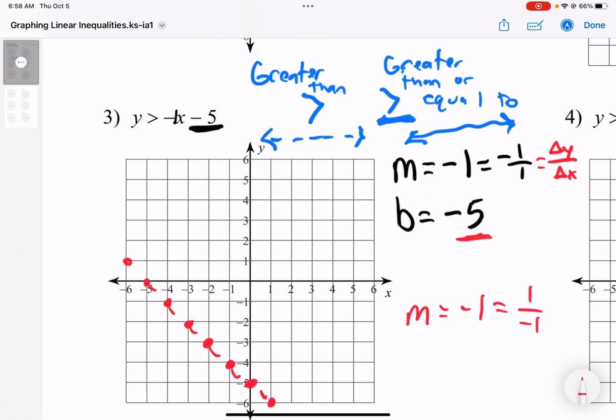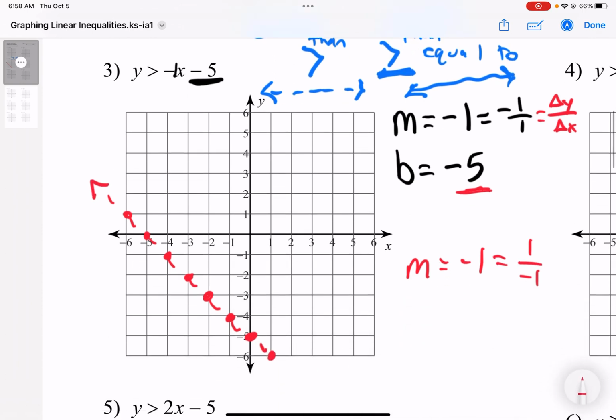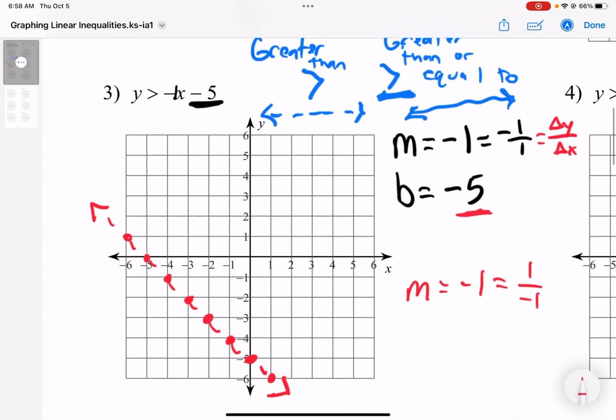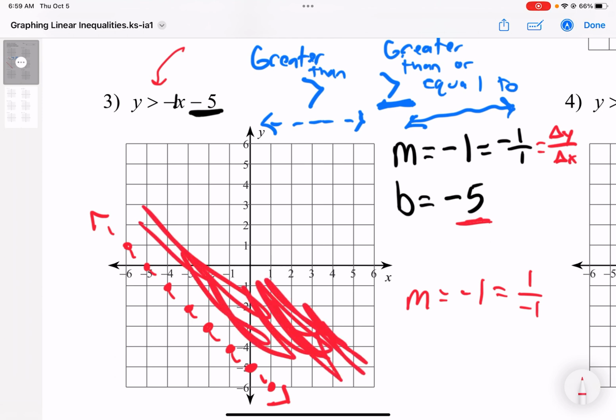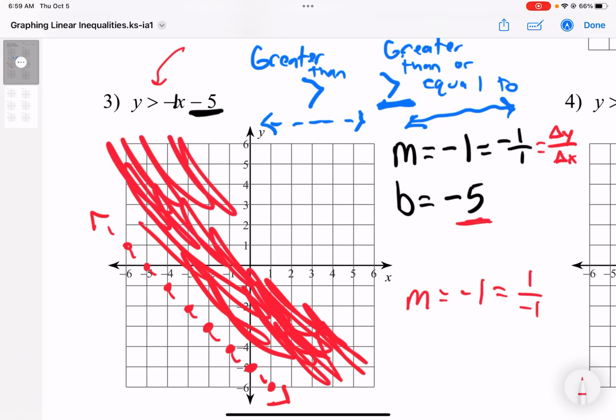Right? You see how it's not perfectly connected? All right. So by having this dashed line, I'm very clearly communicating that the line is not included. Because it's a greater than symbol, I shade up. I know we're not getting an example here where it's a less than symbol, but you will see those. So make sure you know if it's a less than symbol, you shade down. I'm shading above the line here.